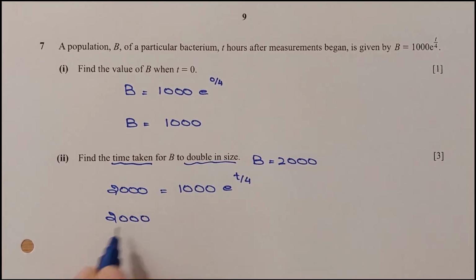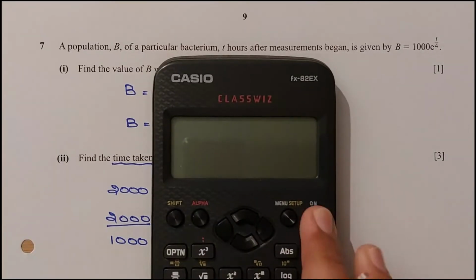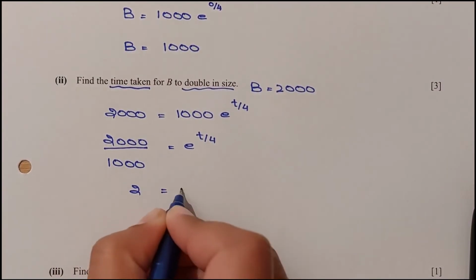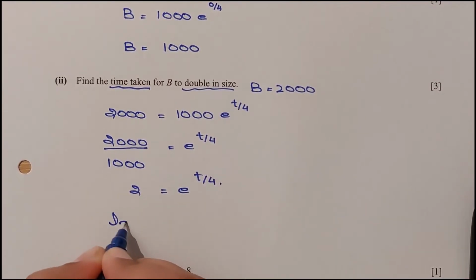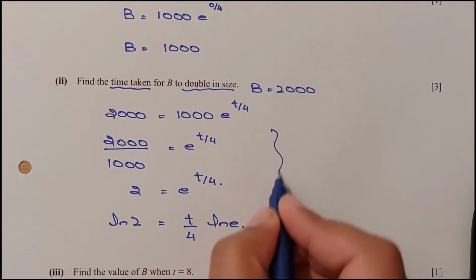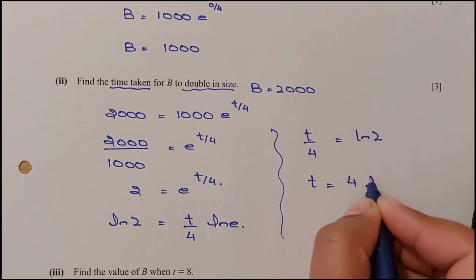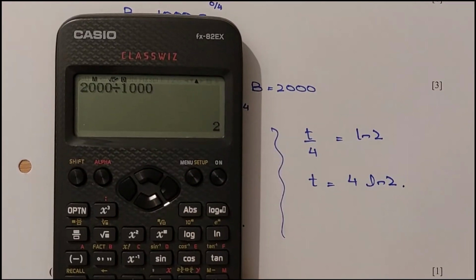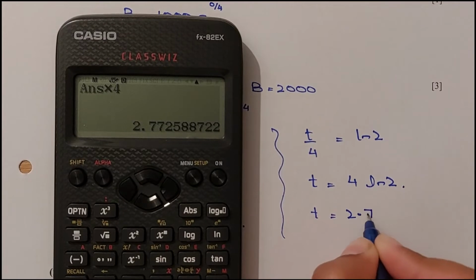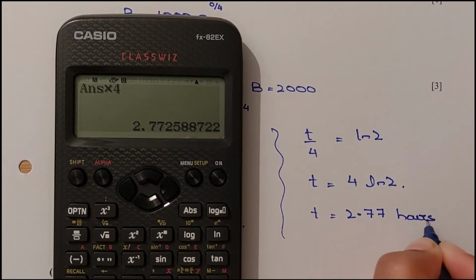So 2000 divided by 1000 equals e power t by 4. Let me simplify. 2000 divided by 1000 is just 2. So we can say 2 equals e power t by 4. Now taking natural log on both sides, natural log of 2 equals t by 4 natural log of e. Natural log of e is just 1. So from here t by 4 equals natural log of 2, or t equals 4 times natural log of 2. So let me find the time taken. Natural log of 2 times 4, time is equal to 2.77. Yes, 2.77 hours. Time is in hours, right?